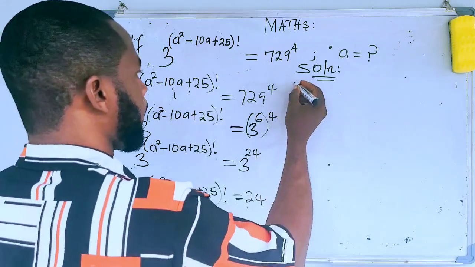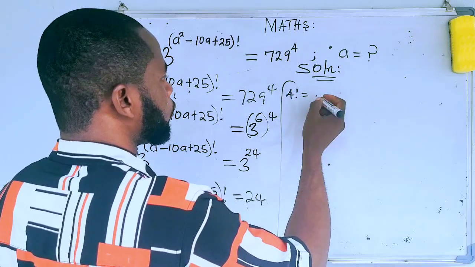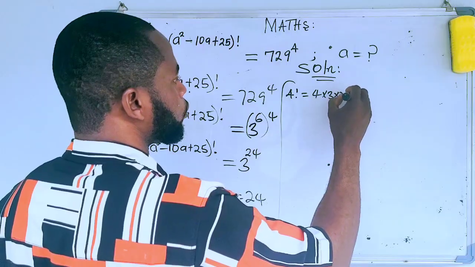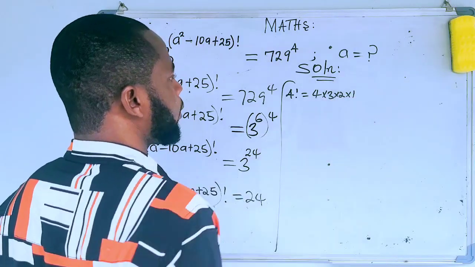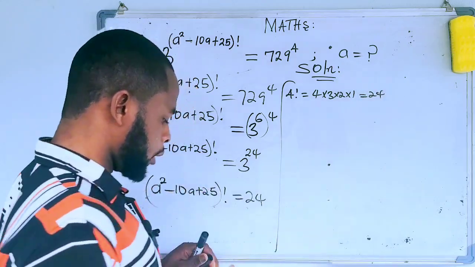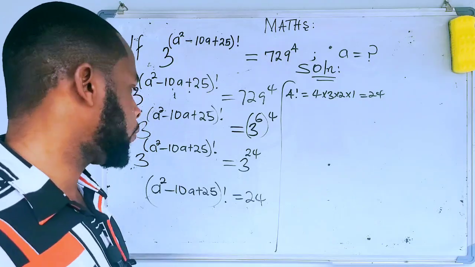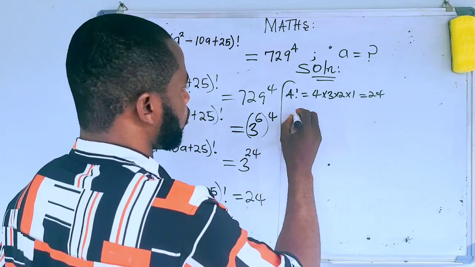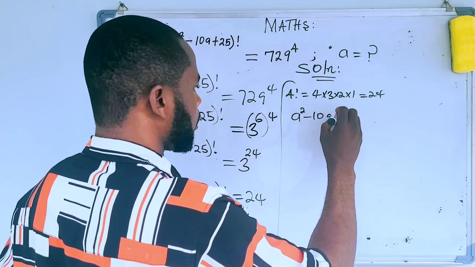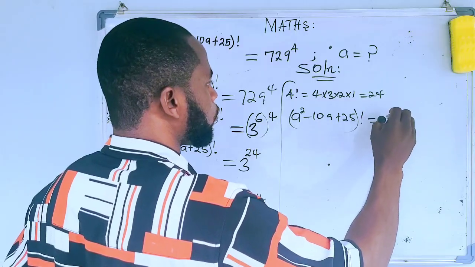Note that 4 factorial will give us 24. That is 4 times 3 times 2 times 1. If you multiply this out, you have 24. Therefore, now you are going to replace 24 with 4 factorial. In that note, the equation becomes a to the power of 2 minus 10a plus 25 factorial equals 4 factorial.